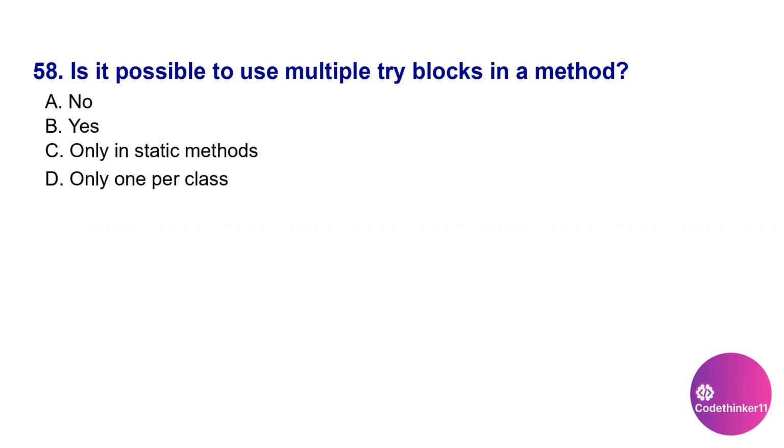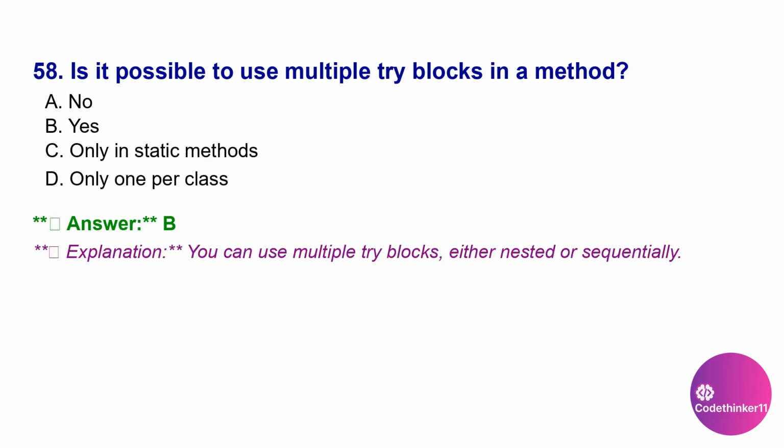Question 58. Is it possible to use multiple try blocks in a method? Option A. No. Option B. Yes. Option C. Only in static methods. Option D. Only one per class. The correct answer is option B. Explanation. You can use multiple try blocks, either nested or sequentially.